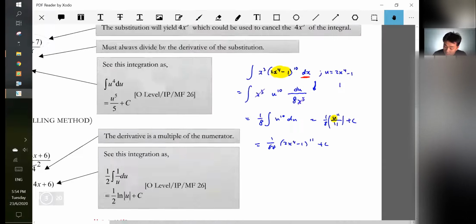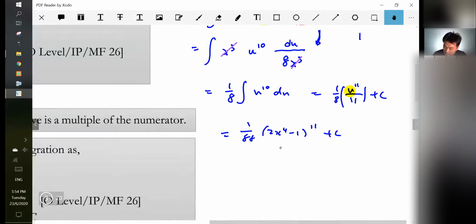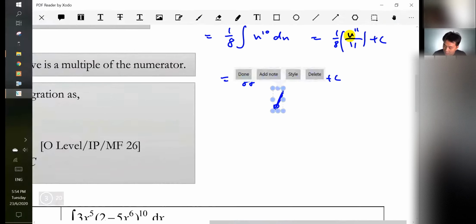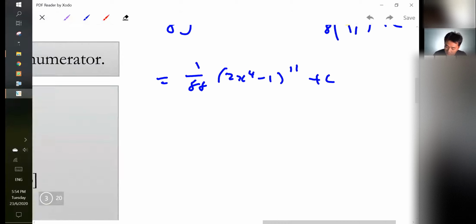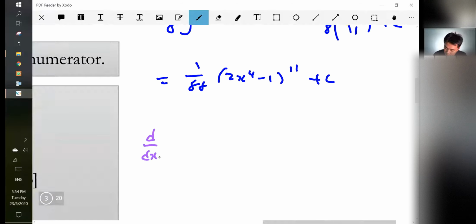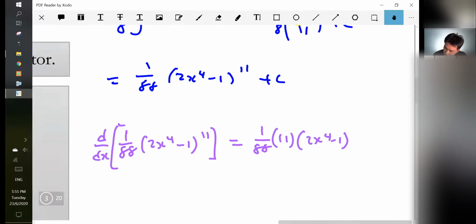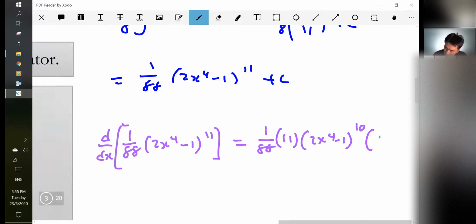If you were to differentiate this, you'll get back this expression here. Okay, you can try. This method ensures that if you were to differentiate this, this would be 1 over 8, times 2x^4 minus 1, to the power of 10. This will be 8x cubed. So this 8x cubed will just cancel the 8.